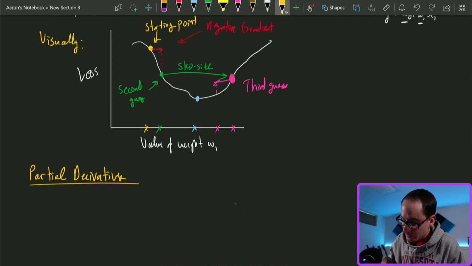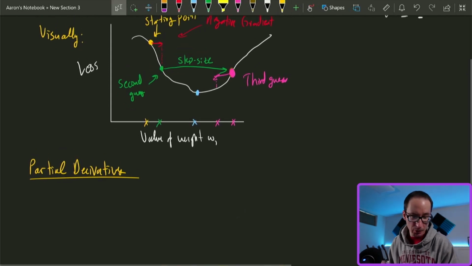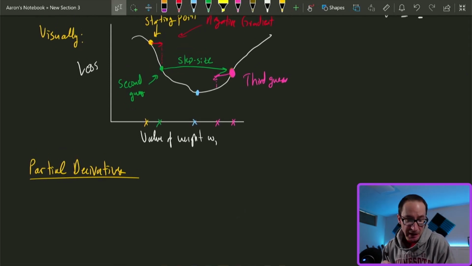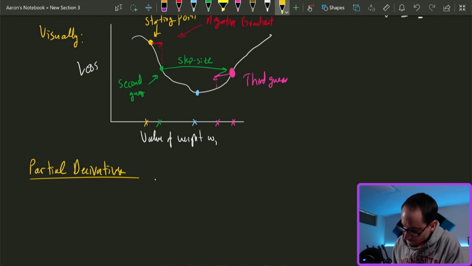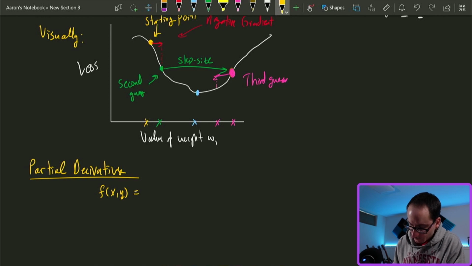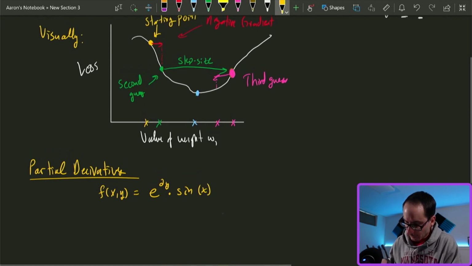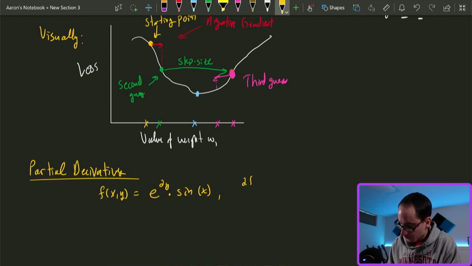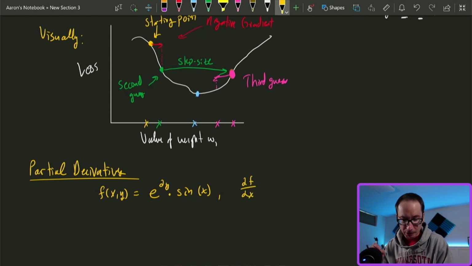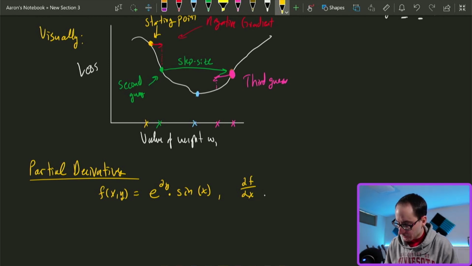Okay, it turns out the gradient is really just several partial derivatives. So we need to revisit partial derivatives in case we haven't done this in a while. This is the function f of x, y of two variables, e to the 2y times sine of x. So we use this notation to take the partial derivative of f with respect to x. To do so, we just treat x as constant.